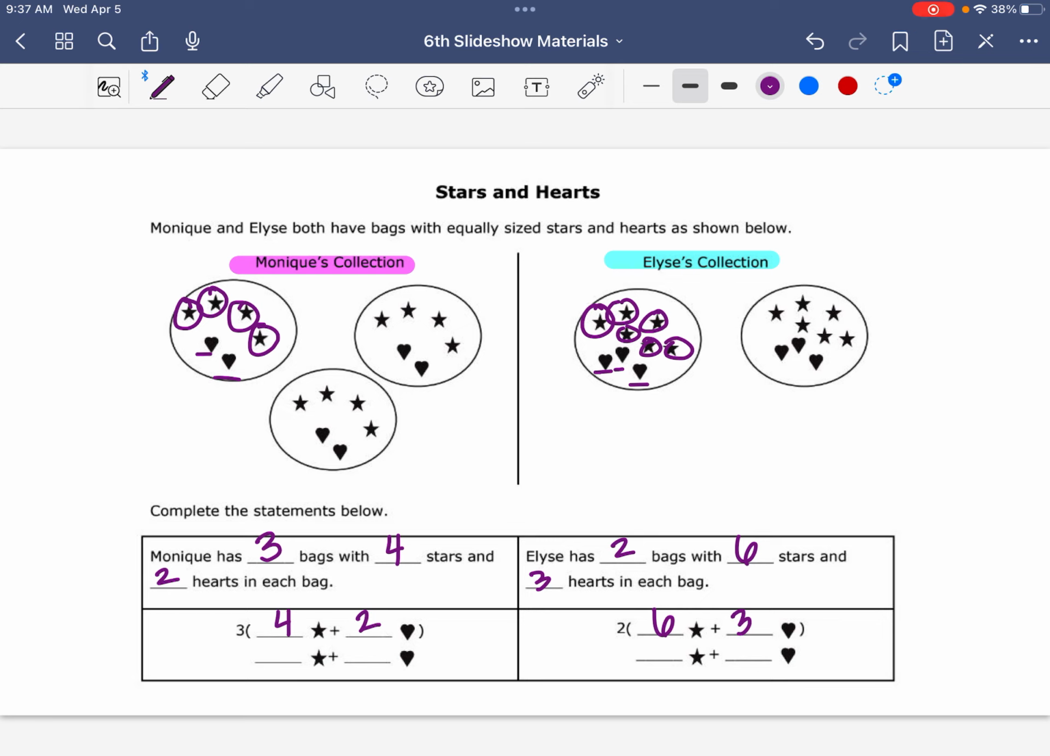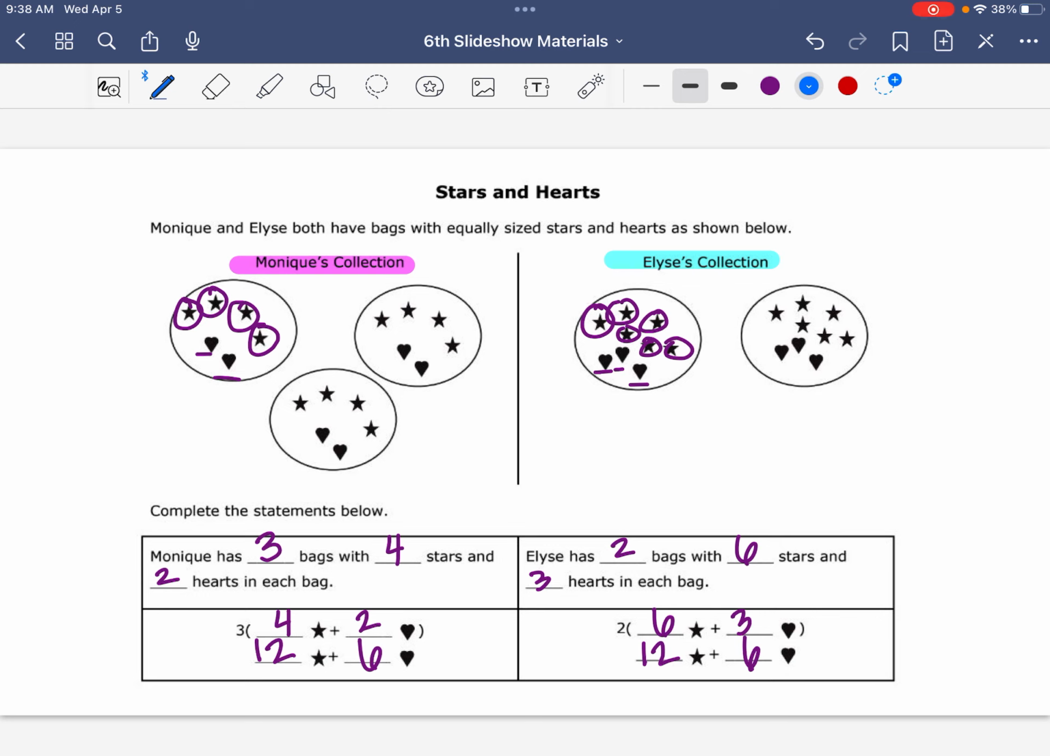But if I know she has 3 bags, each of them have 4 stars, that is 12 stars total, because 3 groups of the 4 stars. But she's also going to have 3 groups of the 2 hearts, so that's 6 hearts total. Well, Elise has 2 bags of 6 stars each, so 12 stars total. And then 2 bags of 3 hearts each, or 6 hearts total. So they have the same amount of hearts and stars. It's just a matter of how they're being represented and in how many different bags.